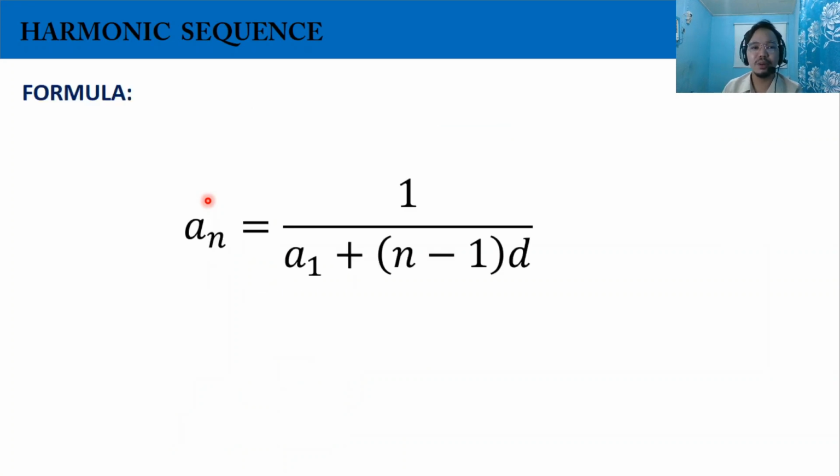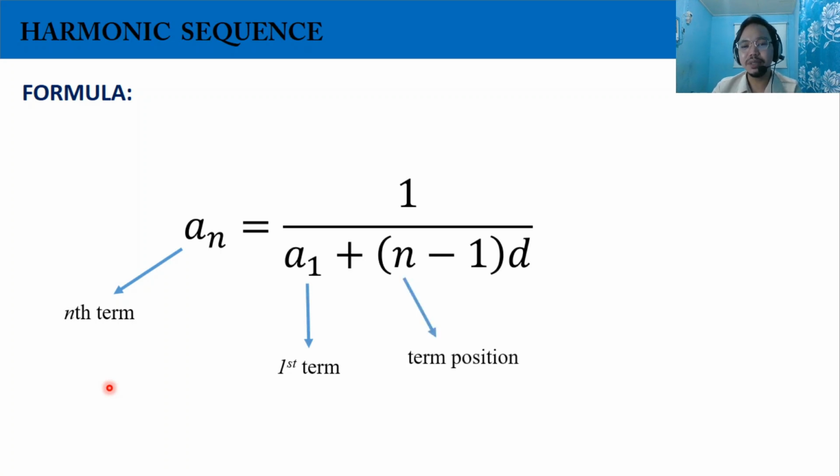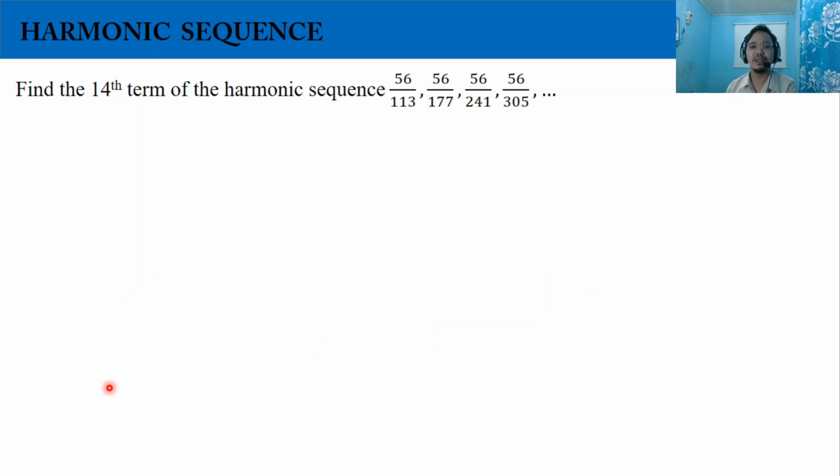So let's take a look at the formula of the harmonic sequence. Does it look familiar to you? If yes, that is because it is just the reciprocal of the formula of the arithmetic sequence. So we have a sub n equals 1 over a sub 1 plus quantity n minus 1 times d. A sub n is the nth term, a sub 1 is the first term, n is the term position, and d is the common difference. Now, let's try to solve problems using this formula. Let's have example number 1.